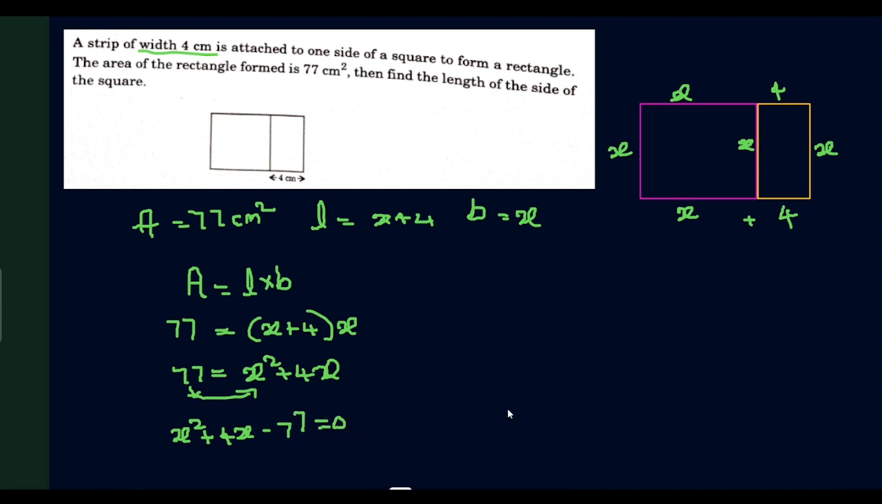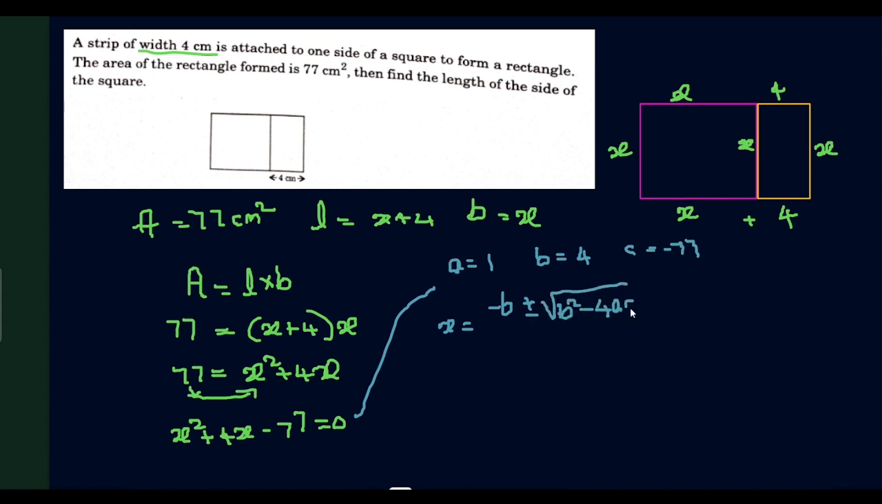Isn't it in the form of a quadratic expression? Now, to find the x value, the side of the square, we need to find the roots of this quadratic expression. For the roots, what is the a value here? The a value of this quadratic expression is 1, the b value is 4 and the c value is minus 77. Just substitute all these values in the quadratic formula. What is that formula? We need to write and highlight it. So minus b plus or minus under root b square minus 4ac, by 2a. Got it? Substitute these values.